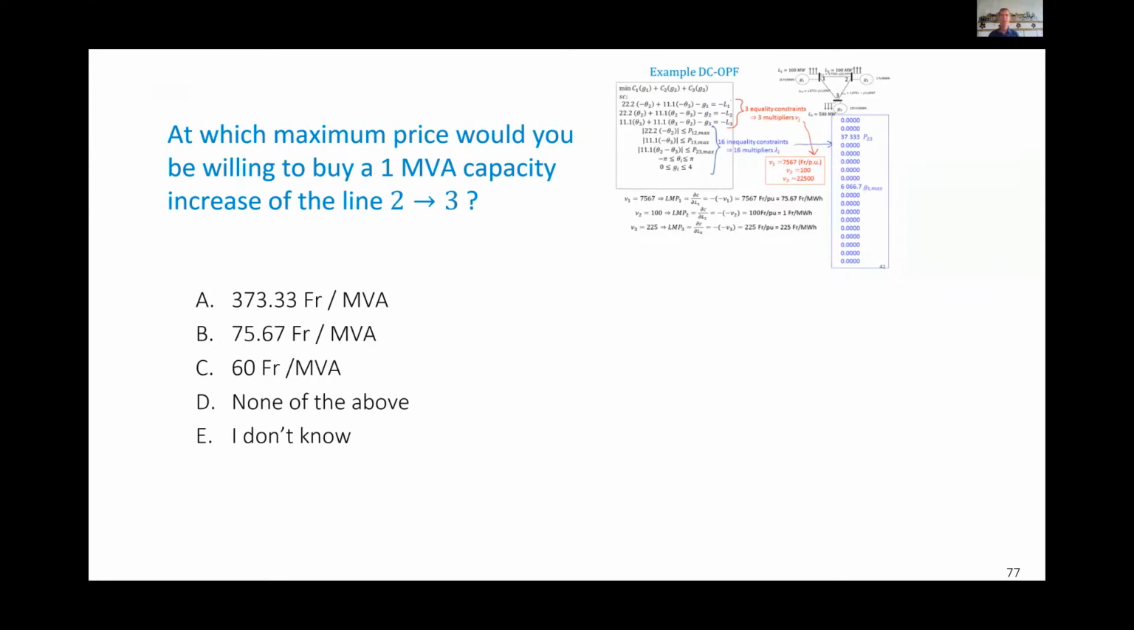Last quiz of the day. At which price would you be willing to buy an increase in capacity of the line 2,3? We've seen that the line 2,3 is limiting, at least in this DC approximation. At which price would you buy an increased capacity?